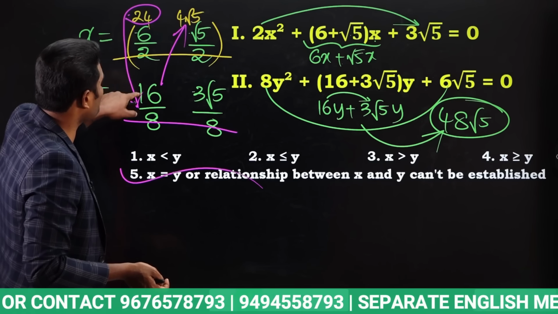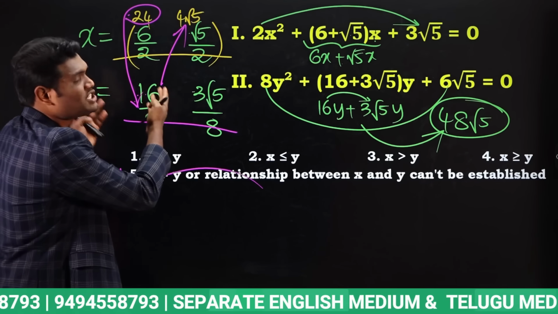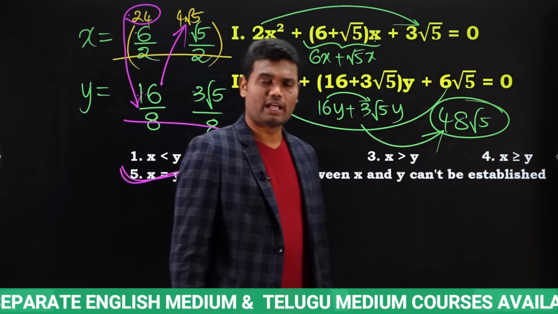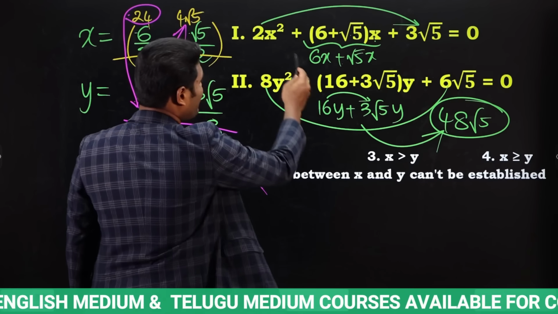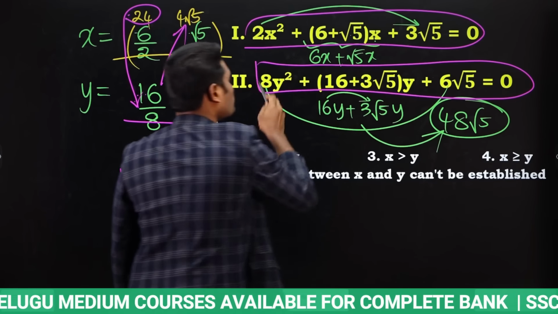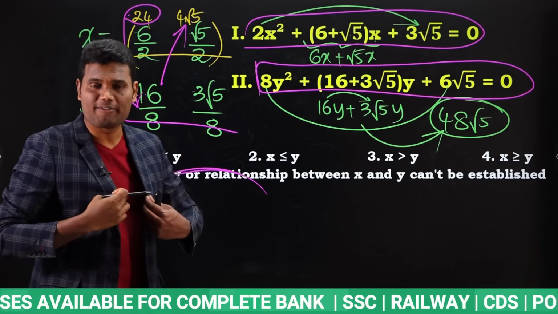When you compare these two values, the x value is bigger. When you compare these two values, the y value is bigger. One time x is bigger, another time y is bigger. So you can say the answer is going to be no relation. Is that clear? So many students, by looking at this equation, will think that this is a difficult question. But truly speaking, this is the easiest question out of all the questions we have solved.